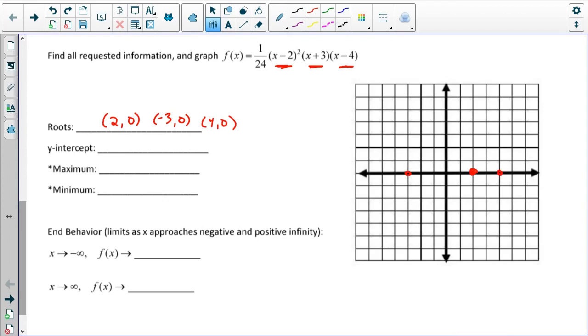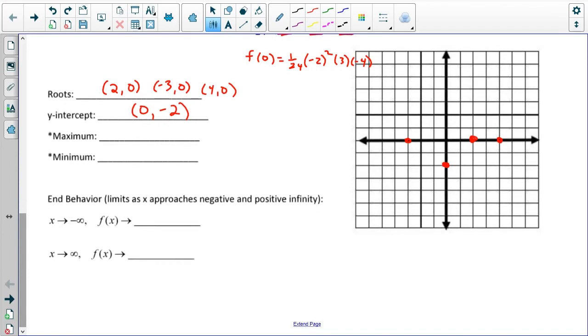So I know that. My y-intercept, if I substitute in 0 for x, I get f of 0 equals 1/24 times -2 squared times 3 times -4. So I can do a little bit of mathematics. 4 times -4 is -16, times 3 is -48, and then I divide that by 24, so I get -2. So I have (0, -2) as a value. I'll figure out the max and min later.